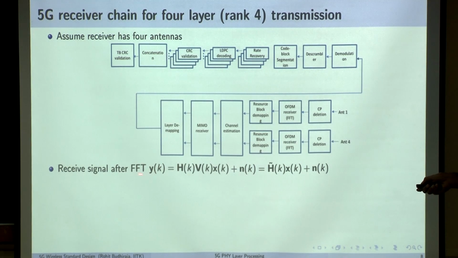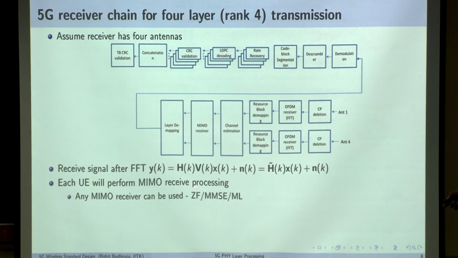So this is a system model after taking FFT: HK, VK, XK, and this is what we understand. We are very comfortable with this. This is H tilde K, precoded signal, precoded channel. Each UE will perform MIMO receiver processing. Any MIMO receiver can be used. We have spoken about zero forcing, SVD. There are other receivers we did not discuss in detail. And why have I written each UE? Because now the UE knows that its data lies in the first PRB, the second UE knows its data is in the second PRB, just for an example, and it goes on like that.